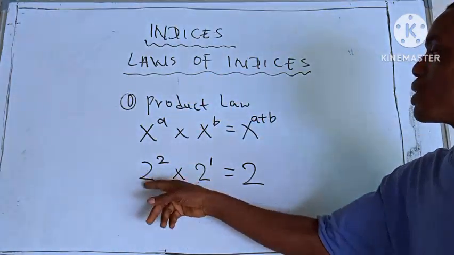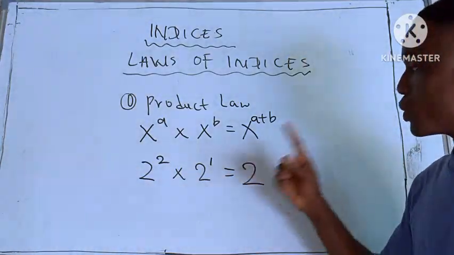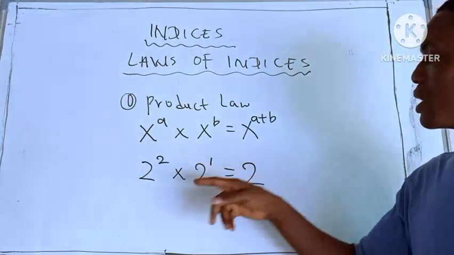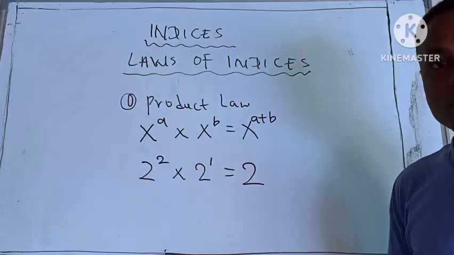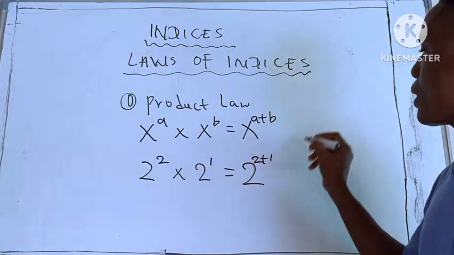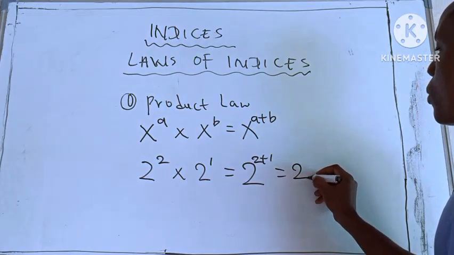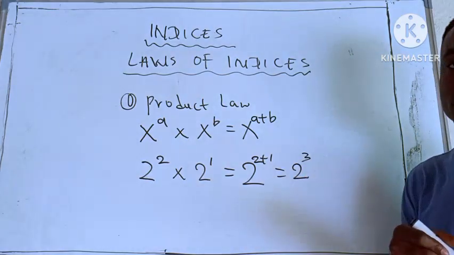Since we have two equal bases, 2 and 2 are the same thing, you take only one, then since the middle is multiplication, you add up the upper numbers. So it will now be 2 plus 1. We have 2 raised to power 2 plus 1, and 2 plus 1 is 3. So this is the answer.